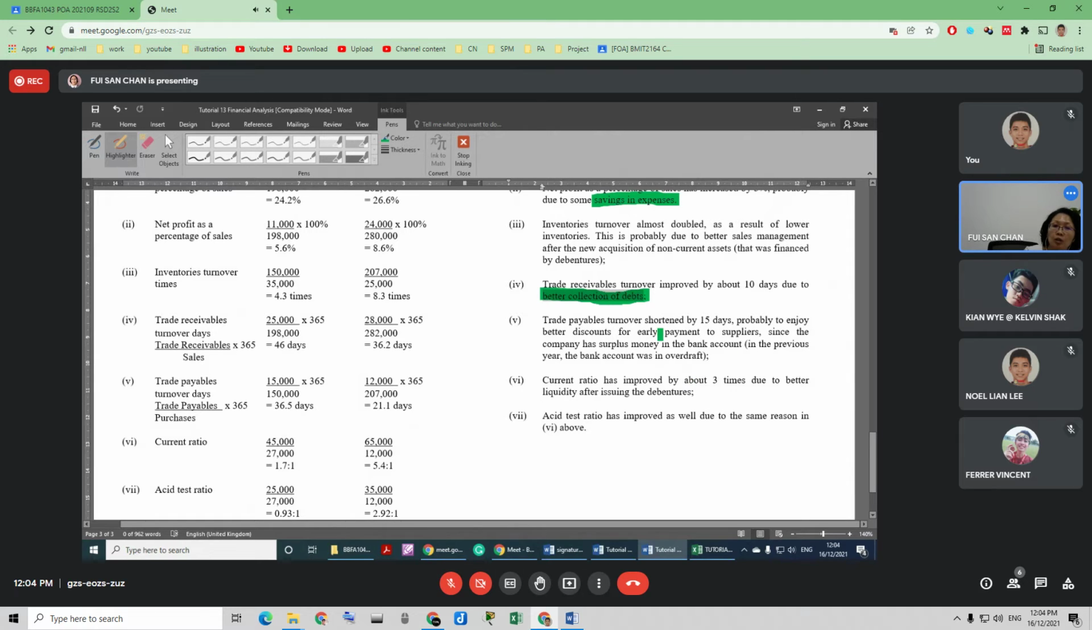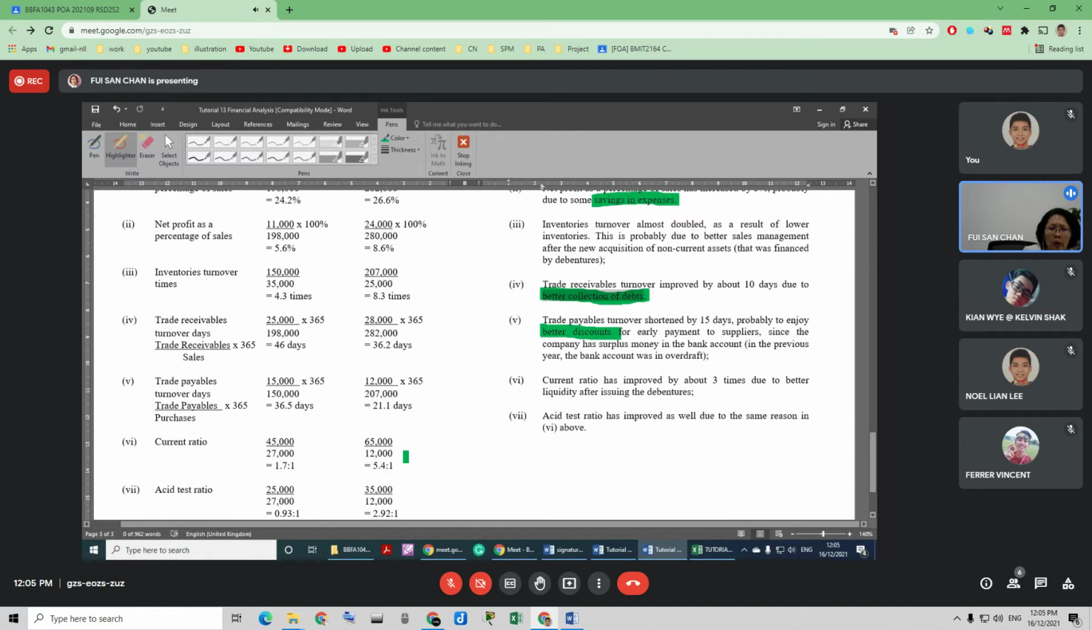So if you want to take advantage of the discount, you have to pay faster. So you're willing to pay early to get the discount. You get a discount, meaning our cost is lower. Also, the company has surplus money in the bank account. In the previous year, the bank account was in overdraft, but in 2017, we do have some amount already.